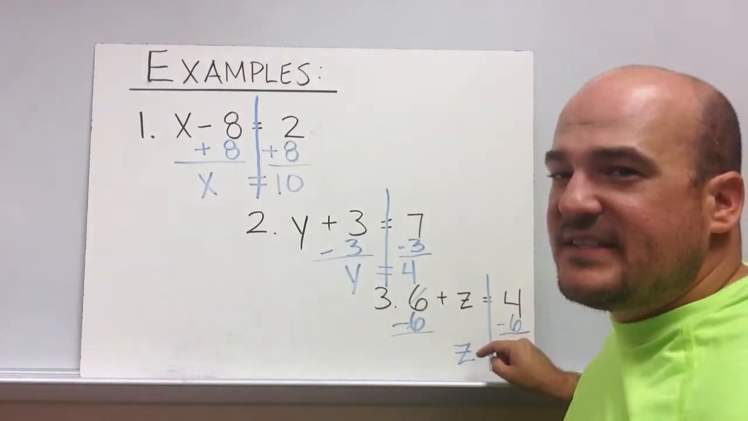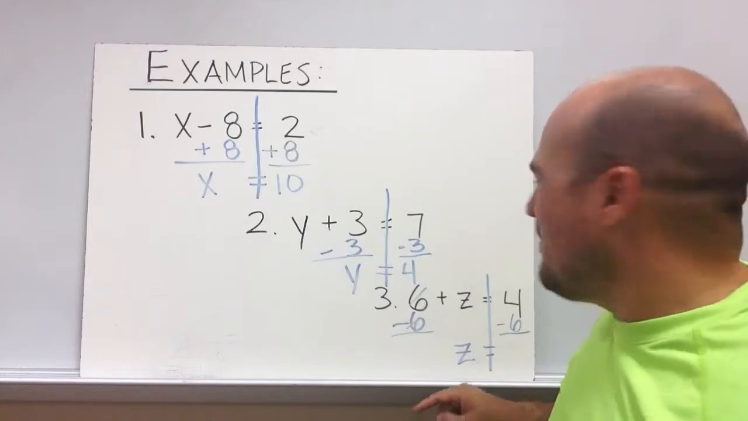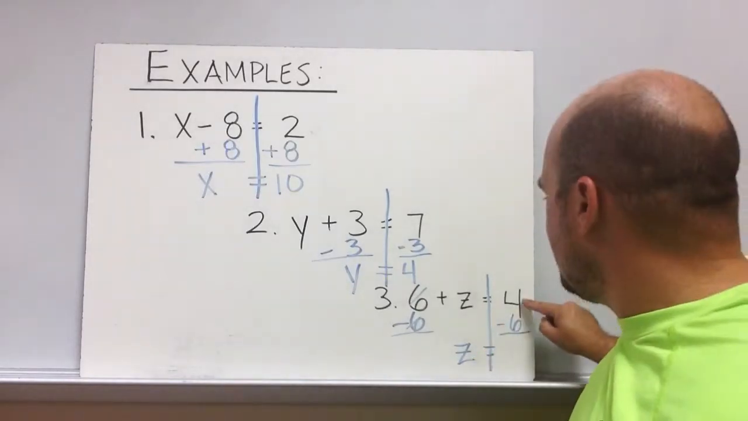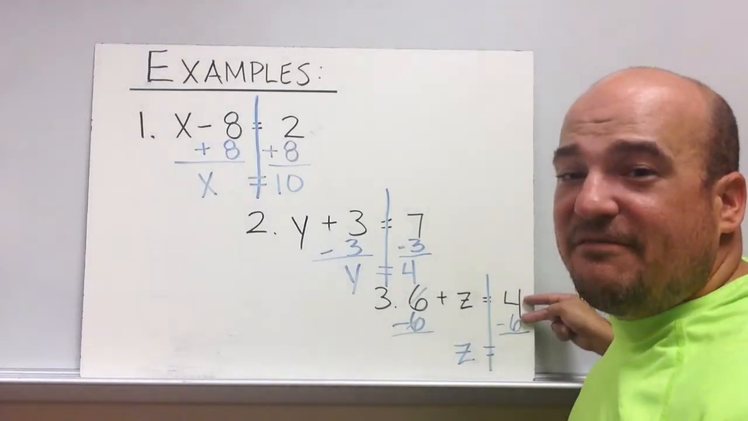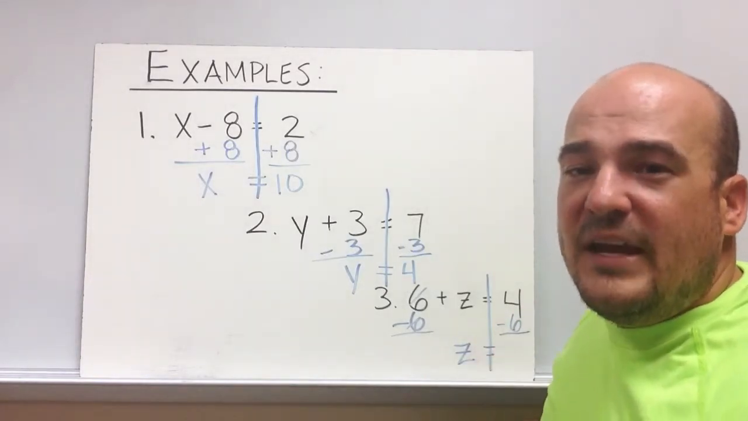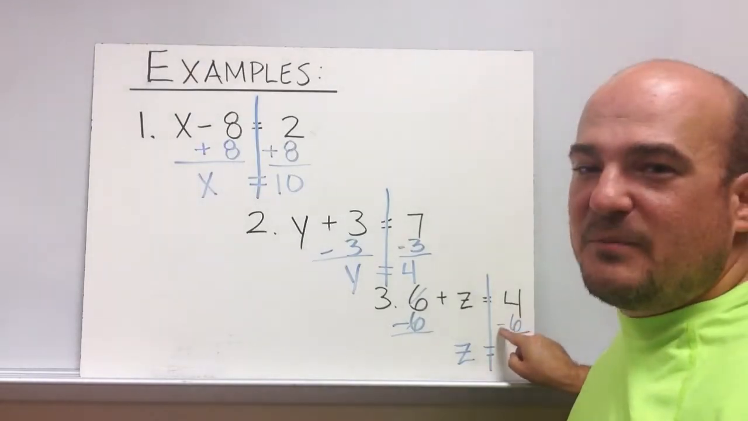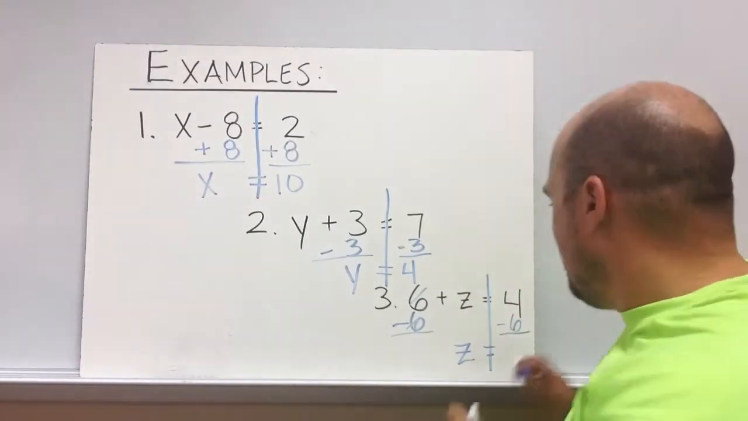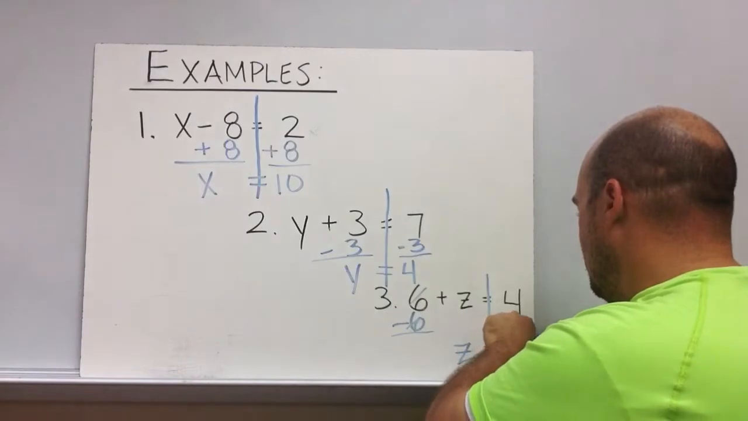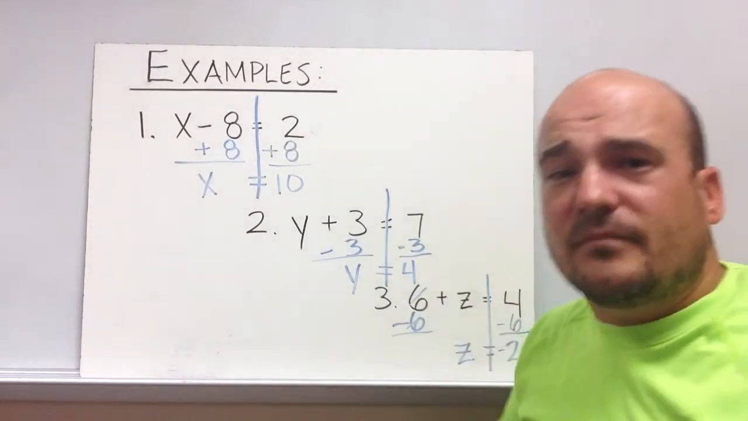4 minus 6. You have to carry your paint bucket with you. Remember, you've got to carry your paint bucket. I've got a positive 4 and a negative 6. They have different signs, so I need to subtract them. 6 minus 4 is 2. And then I need to keep the sign of the biggest number. Well, the 6 is the biggest number, so I keep that negative. And my answer would be negative 2. z equals negative 2.